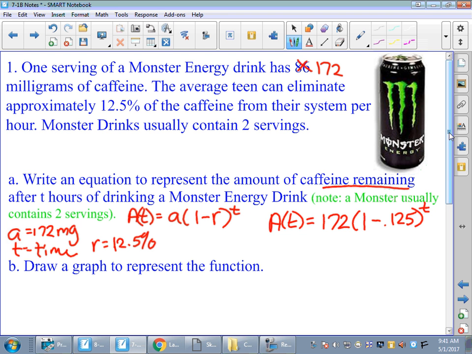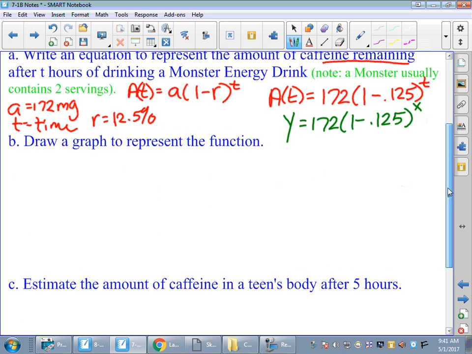Now, if you don't like how that looks, I know it's decay. You don't have to write this down, but A of T is just your new value, Y, equals 172 times 1 minus 0.125 to the X power. So you can think of X and Y, but we're just going to talk about it in new amount and time. Draw a graph to represent this function.